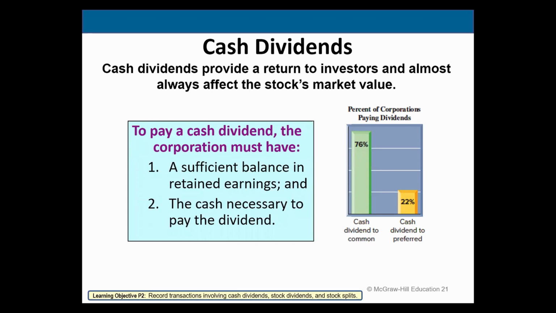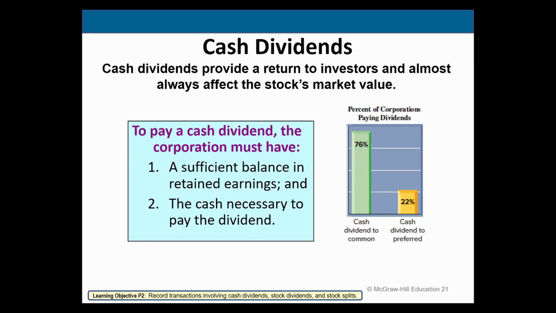The decision to pay dividends rests with the board of directors and involves more than evaluating the amounts of retained earnings and cash. The directors may decide to keep cash to invest in the corporation's growth, to meet emergencies, to take advantage of unexpected opportunities, or to pay off debt. Alternatively, many corporations pay cash dividends to their shareholders at regular dates. These cash flows provide a return to investors and almost always affect the stock market value.